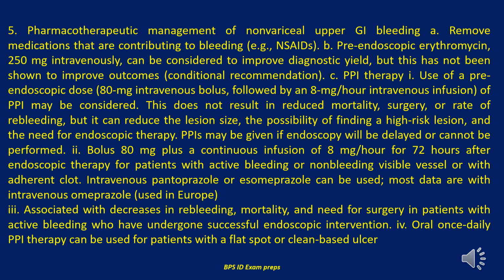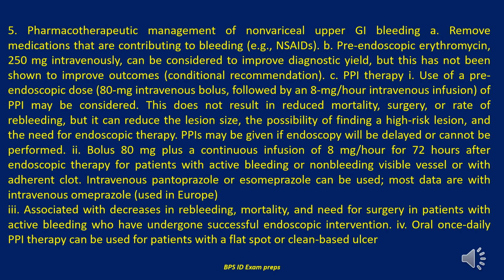C. Regarding PPI therapy. 1. The use of a pre-endoscopic dose, which is an 80 mg intravenous bolus, followed by an 8 mg per hour intravenous infusion of PPI may be considered. This does not result in reduced mortality, surgery, or rate of rebleeding, but it can reduce the lesion size, the possibility of finding a high-risk lesion, and the need for endoscopic therapy. PPIs may be given if endoscopy will be delayed or cannot be performed.